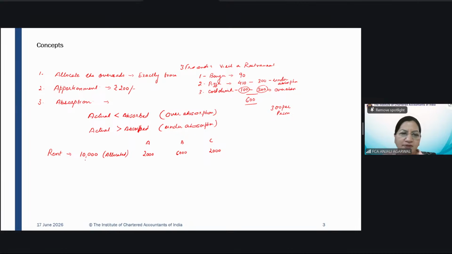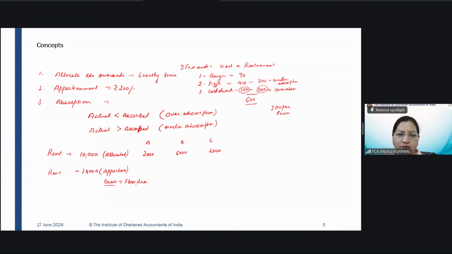Had it not been traceable, and rent would have been 10,000, we don't know how much space is consumed by each. So what we will do is apportion this on some reasonable basis. When you apportion, you have to take some basis. Try to trace a reasonable basis for the rent. The basis could be the floor area occupied by all the three departments.